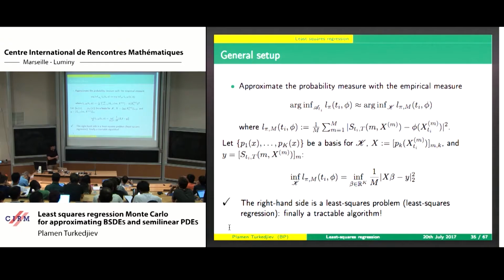Okay, so the second step: just like before, we're going to approximate the law by the empirical measure, and approximate our loss function, rather than with the expectation, with just the mean. The mean loss over our samples, rather than the expected loss.